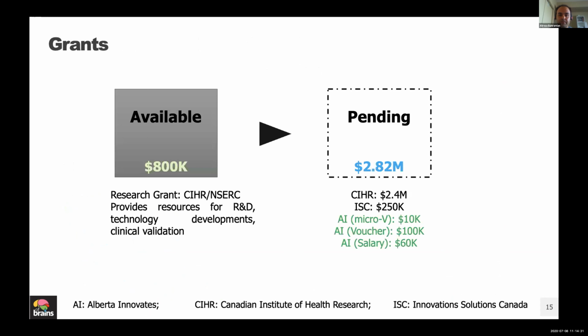Next slide, please. We have about 800K grant available right now for our research. And there are also about 3 million in grant applications pending.